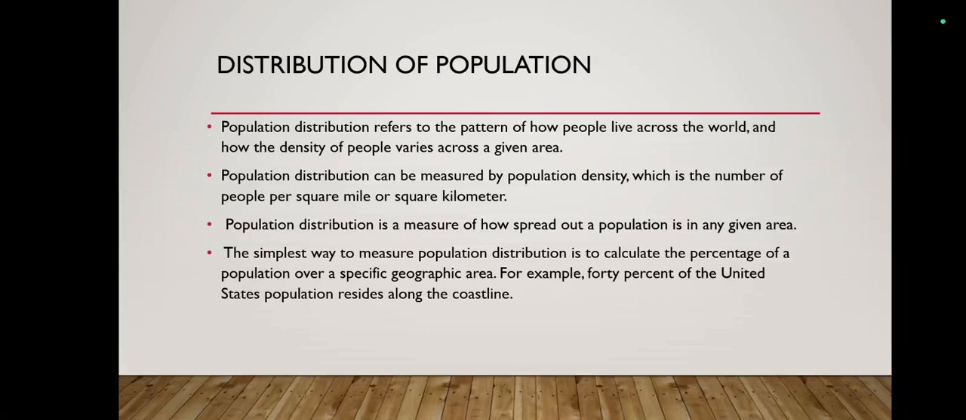Population distribution is a measure of how spread out a population is in any given area. The simplest way to measure population distribution is to calculate the percentage of a population over a specific geographic area. For example, 40% of the United States population resides along the coastline.